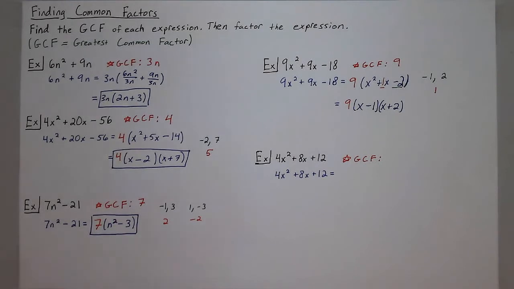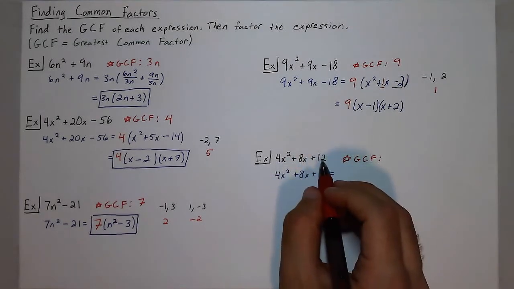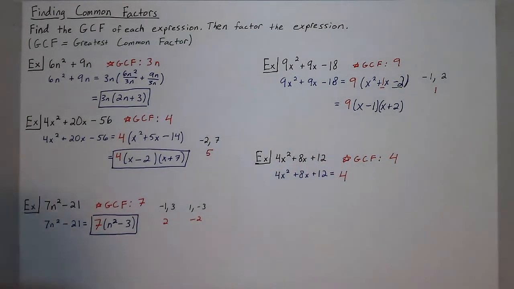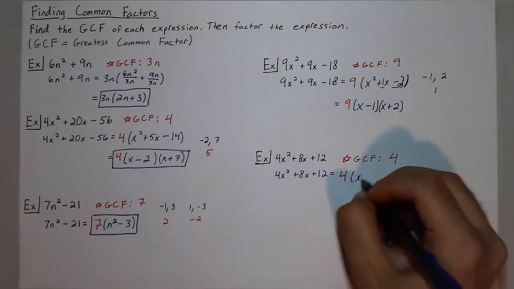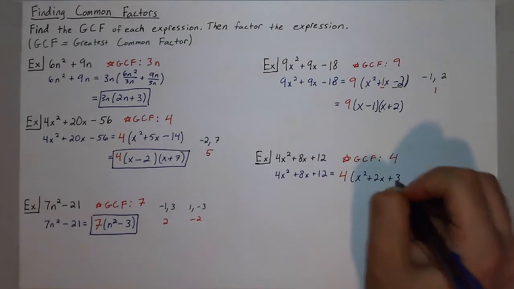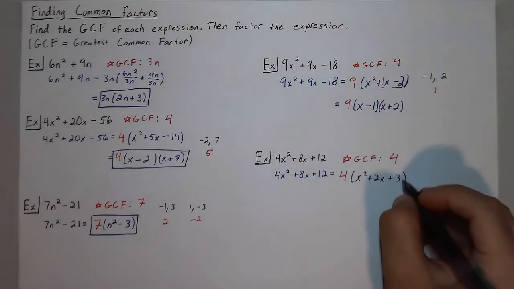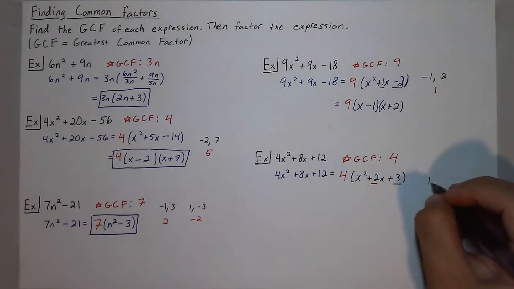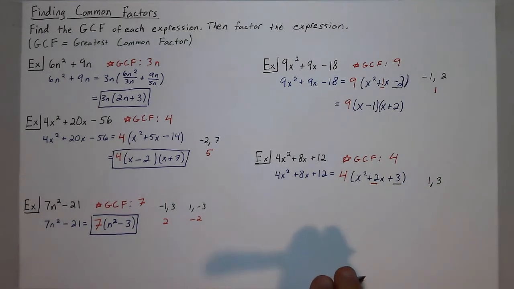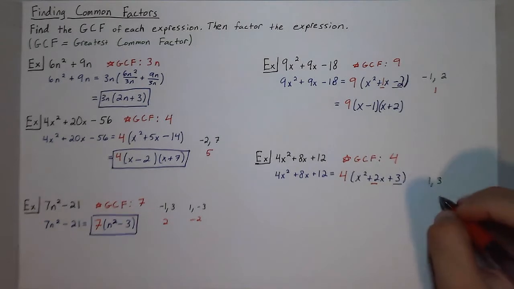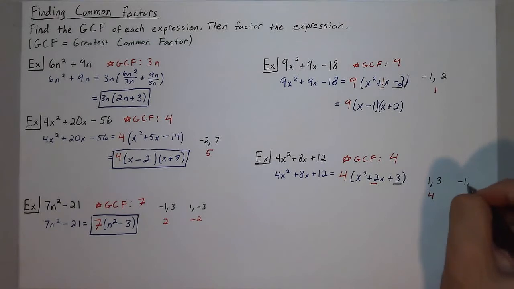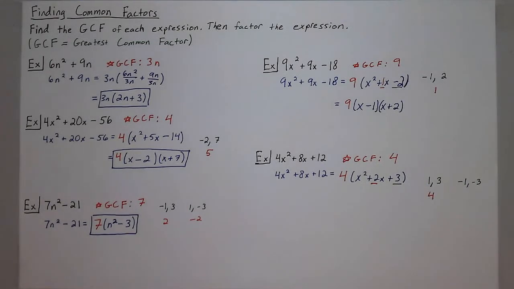And lastly, I have 4x squared plus 8x plus 12, which is common factor is 4. Every term can be divided by it. And I'm left with 4 times x squared plus 2x plus 3. So I'm looking for two numbers now that multiply to 3, but then add to 2. And I can only think of 1 and 3 multiplying to give me 3. But they add together to give me 4, which doesn't work. But the other way I can get a positive 3 is with negative 1 and negative 3. But that also gives me negative 4.